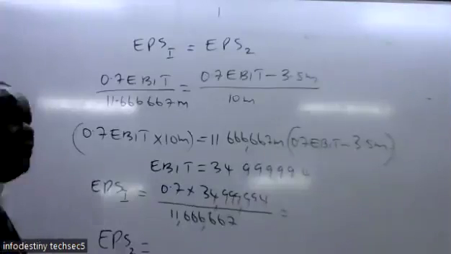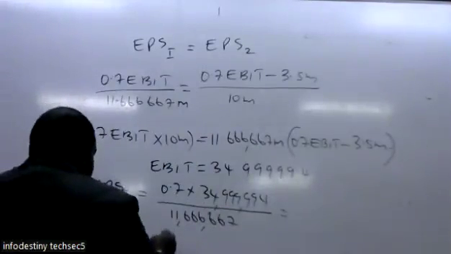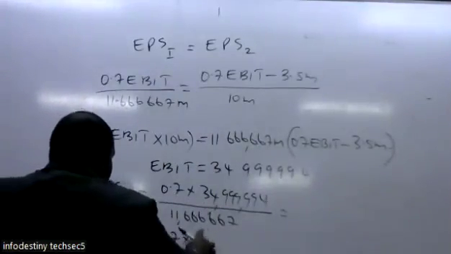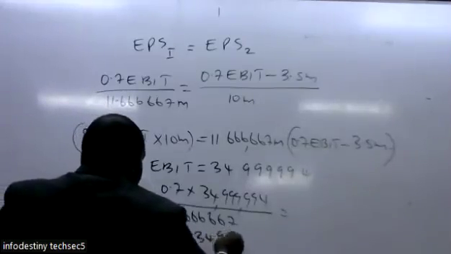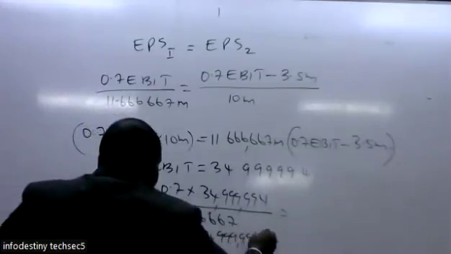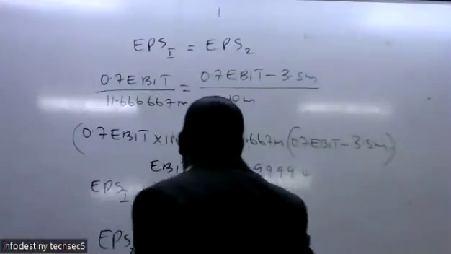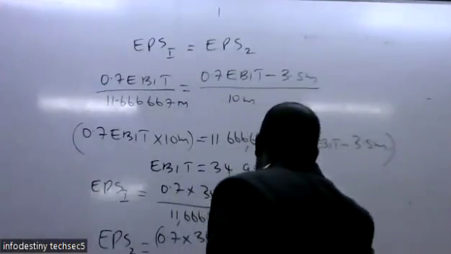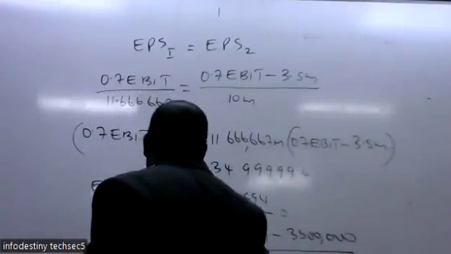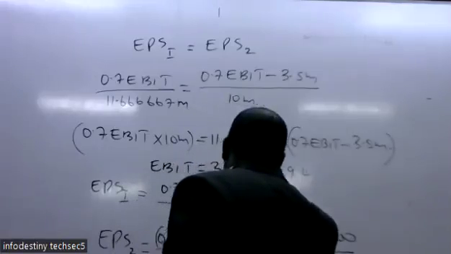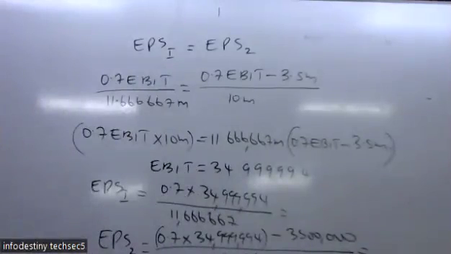For option two, you use this formula, whereby it will be 0.7 multiplied by 34,999,994 minus 3.5 million interest. Then we divide by 10 million. So confirm whether the two are giving you the same figure as the earning per share.